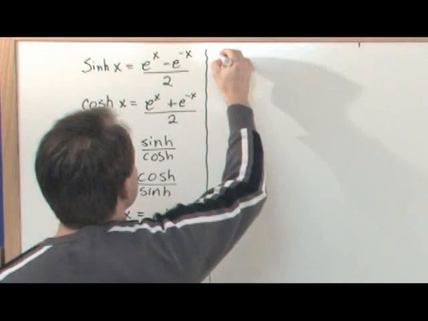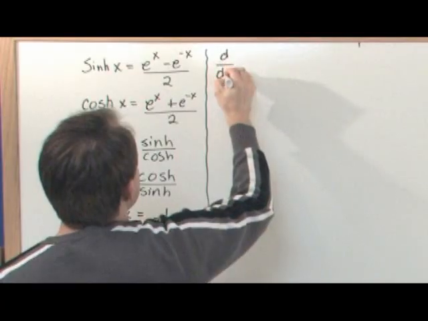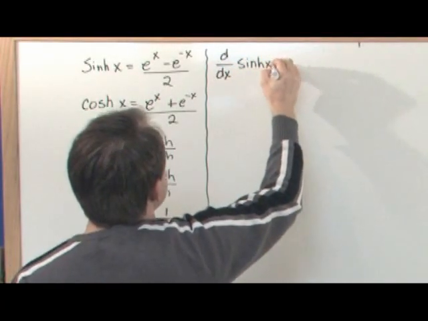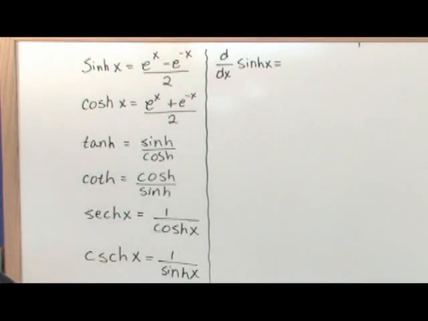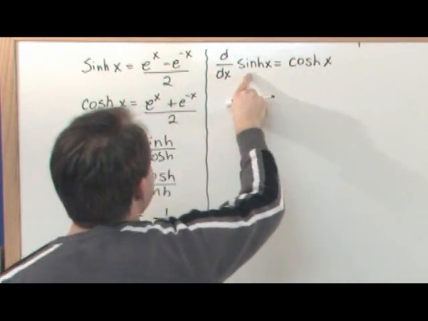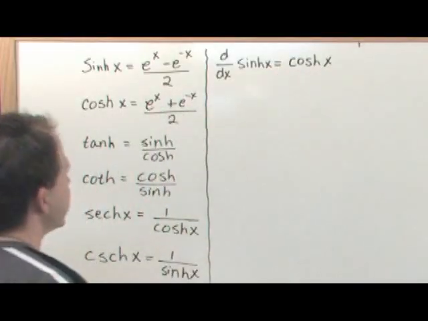So, for instance, the derivative with respect to x of the hyperbolic sine of x, what do you think it would equal? The derivative of the regular sine function is cosine, and in this case it's the same thing. It's the hyperbolic cosine of x. The derivative of hyperbolic sine is the hyperbolic cosine function.